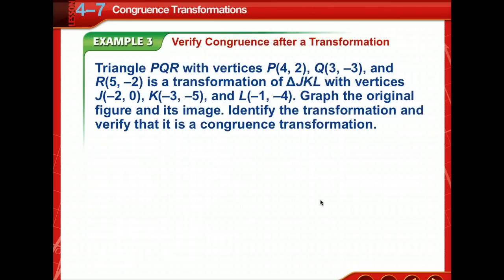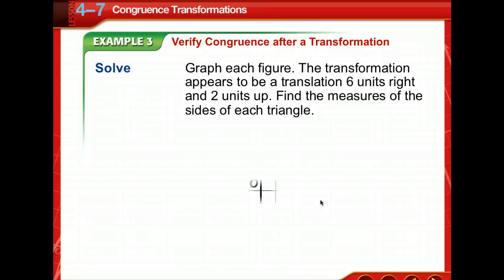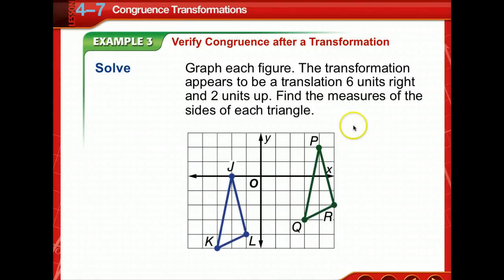Okay, to verify a congruence transformation, we can prove congruent triangles using side, side, side. So we're going to use the distance formula to verify congruence after a transformation. You're good at this, right? We're going to graph each figure. The transformation appears to be a translation 6 units to the right, 1, 2, 3, 4, 5, 6, and 2 units up.